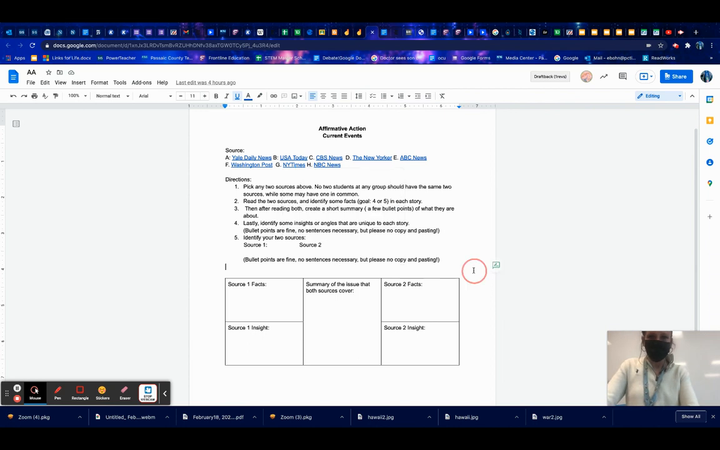All right, so there's the directions here. What you're going to do is pick any 2 articles. The only requirement is that if there are multiple people in your group, you don't all pick the same 2. You can have one in common with someone else. If you have A and B, someone in your group can have B and C, and another person can have A and C, but no one will have the exact same combination. Does that make sense?